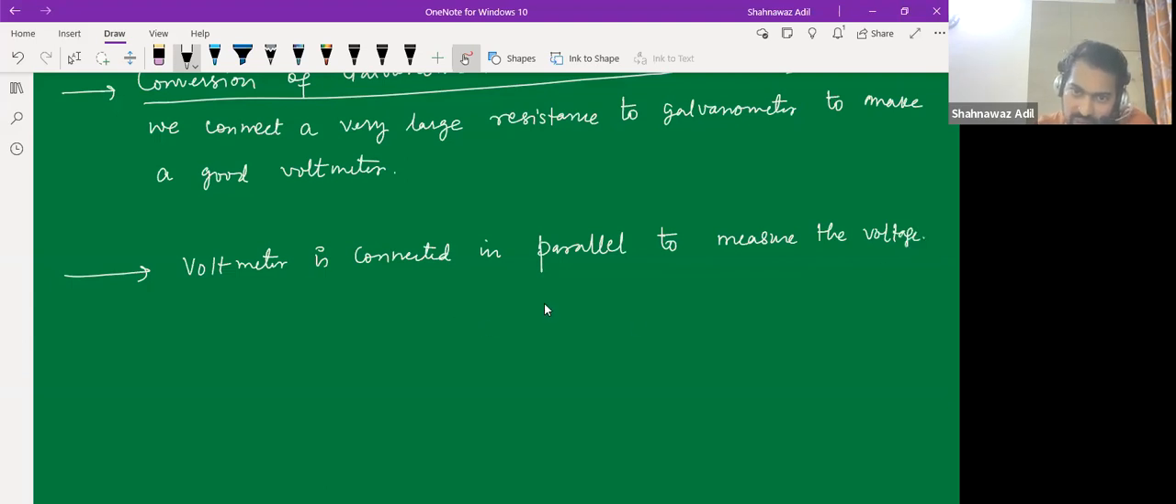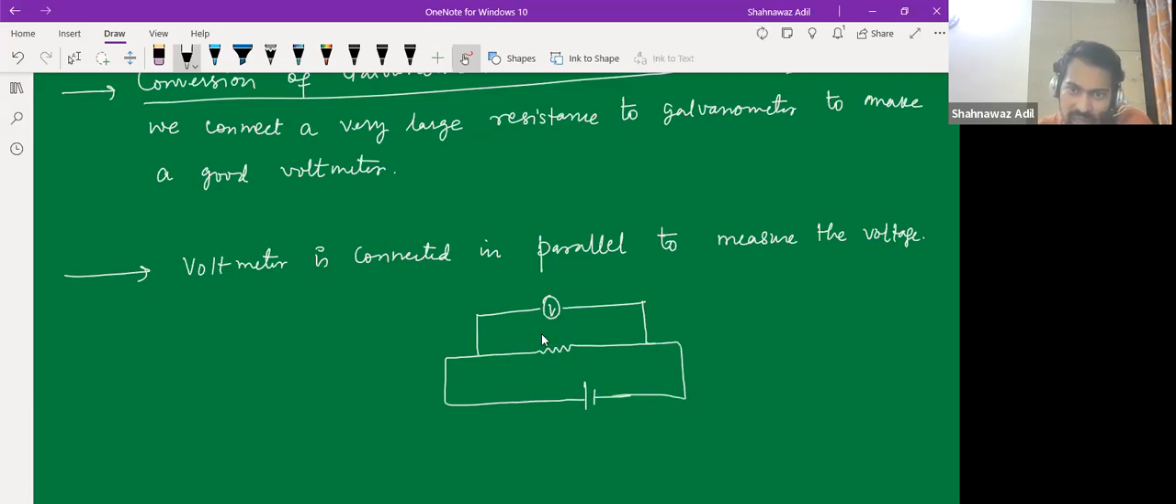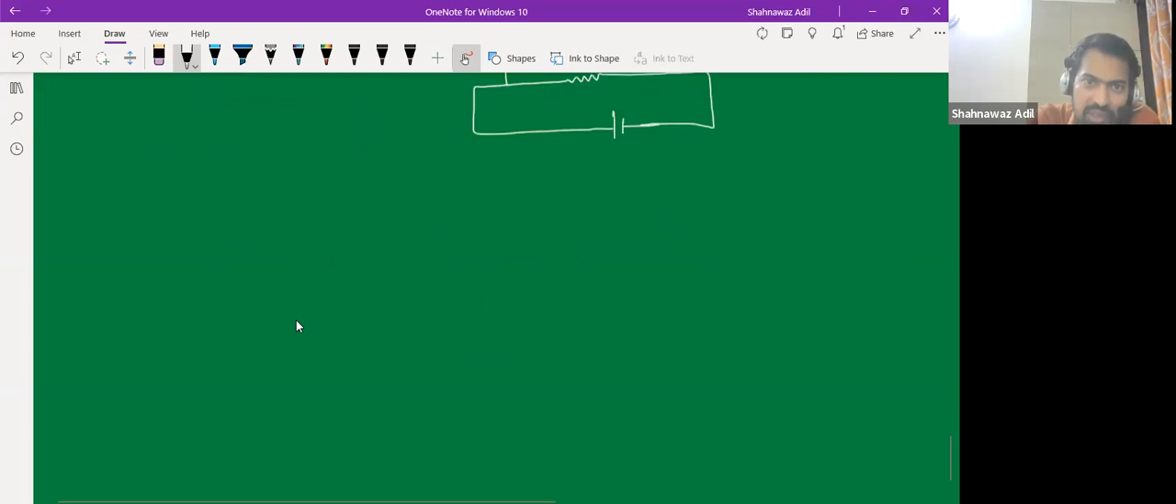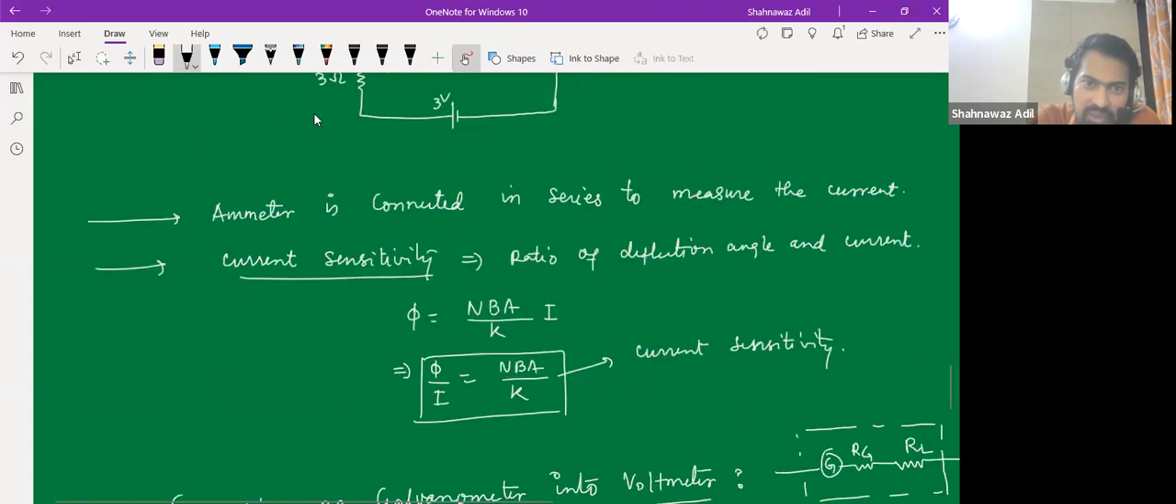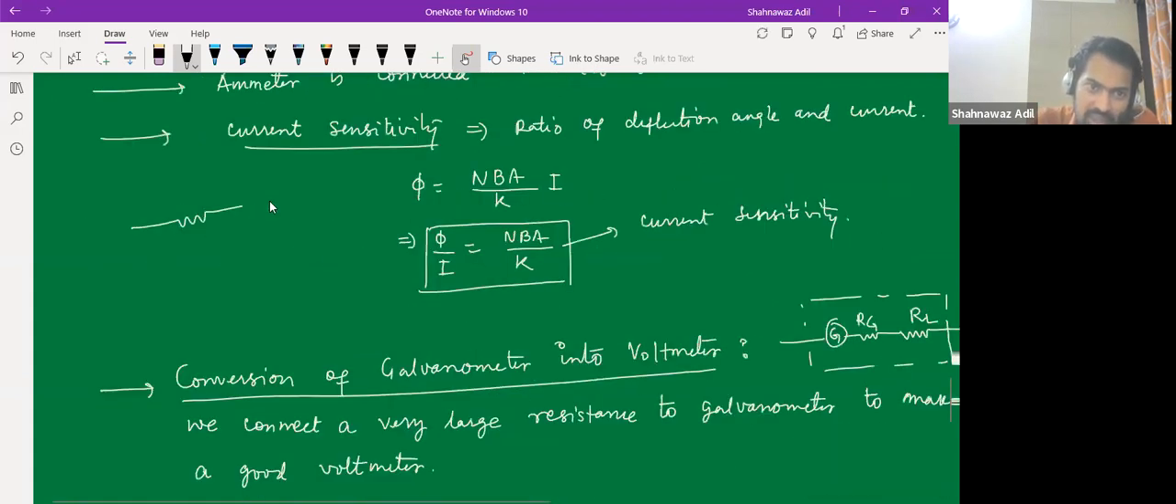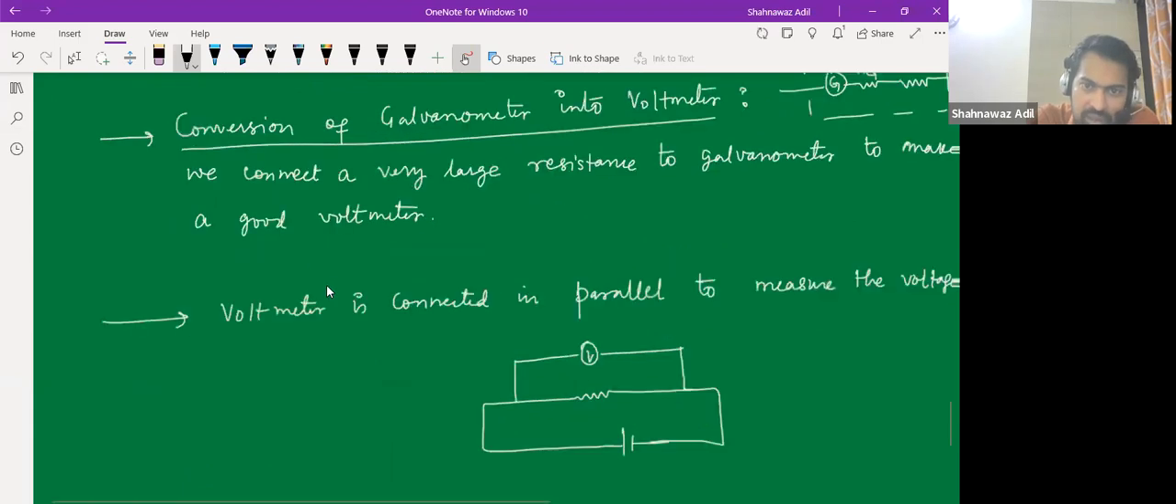So we have this voltmeter and we want to measure this device voltage, right? This is how we connect the voltmeter parallel to this device. And let me draw it for the ammeter also. For the ammeter, this is the device and then this is the ammeter.